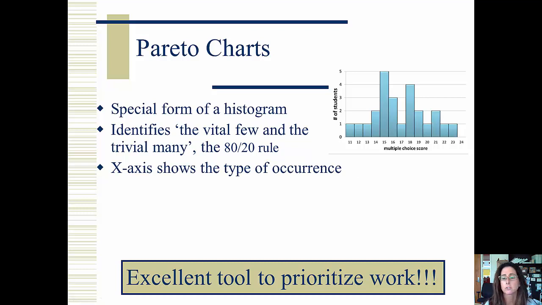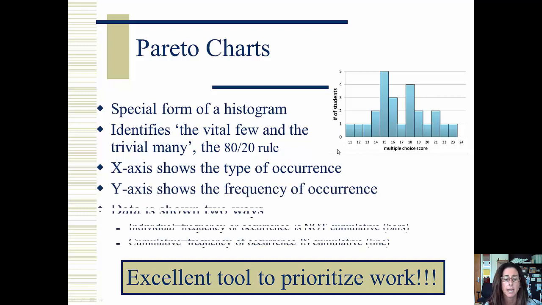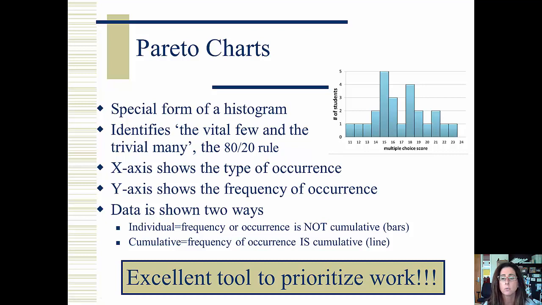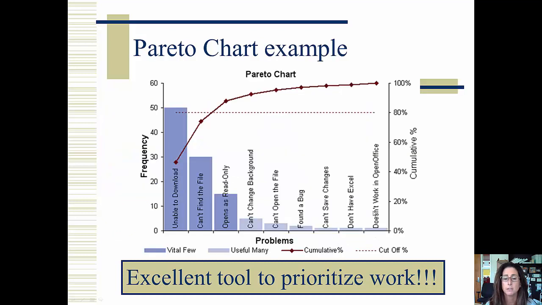So again, the x-axis shows the type of occurrence, the category of issue, and then the y-axis shows the frequency of how that occurs. And the data is shown in two ways. The bar is going to show the individual occurrence, and then we have a line that will be the cumulative occurrence. And so you see that here.